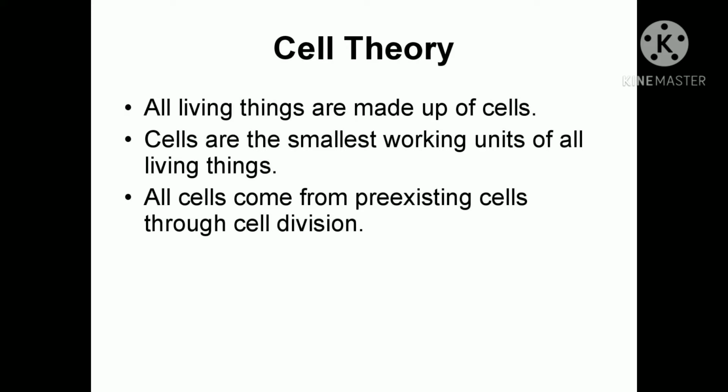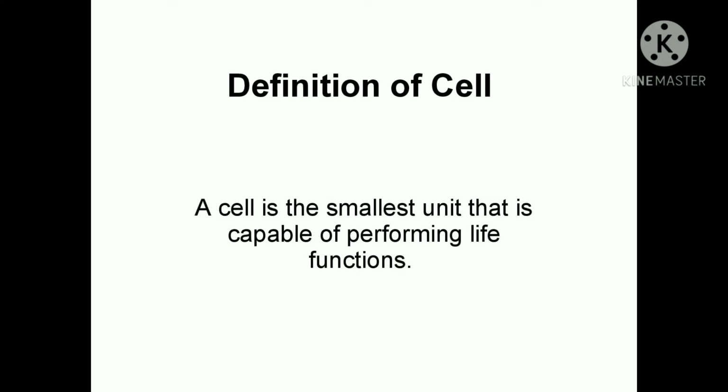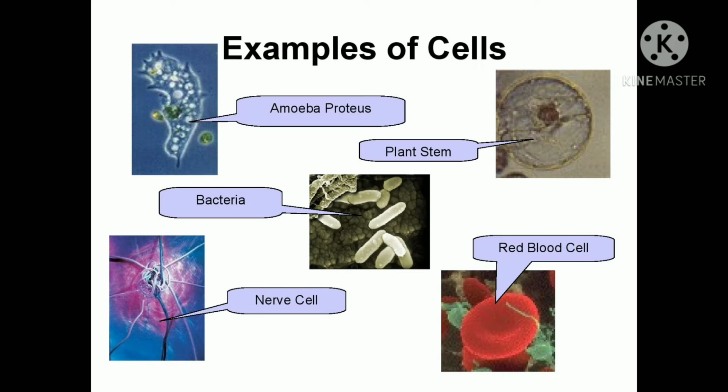So, let's see what the definition of a cell is. We can define the cell as the smallest unit that is capable of performing the life functions. Examples of cells are amoeba, plant stem, bacteria, red blood cells, and nerve cells. Now you can see the pictures of all these examples of cells.